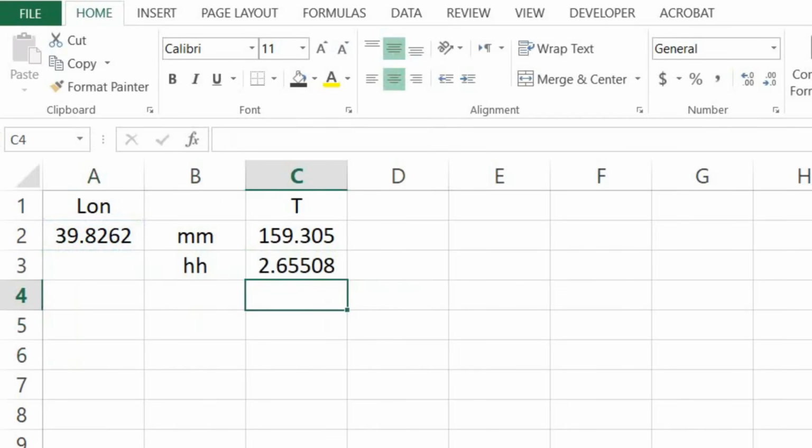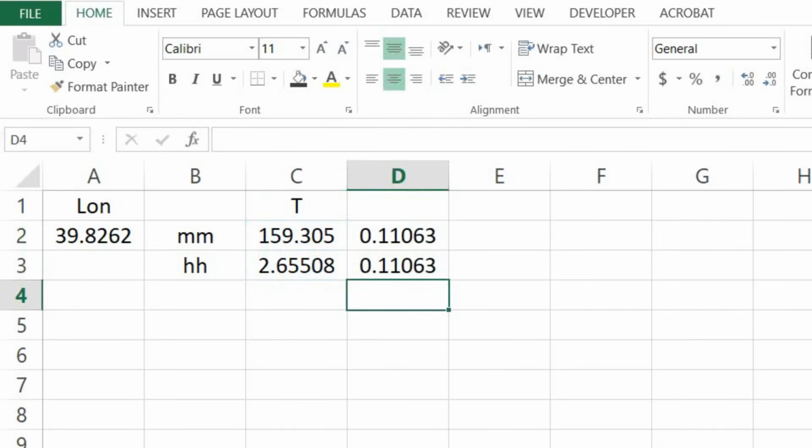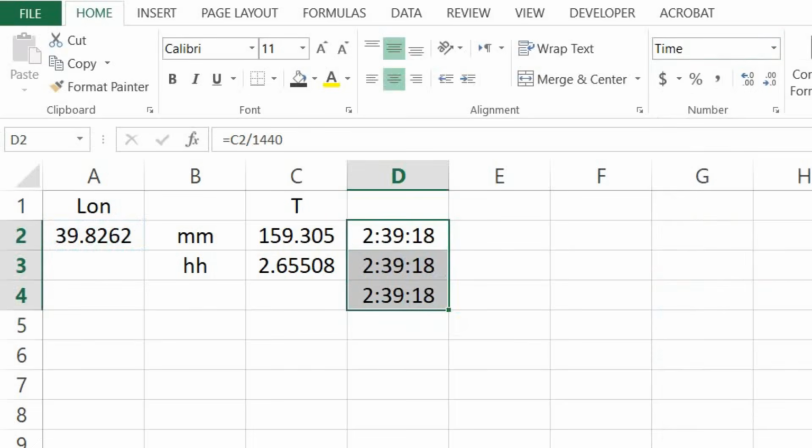To convert time to fractions of a day, we can divide the number of hours by 24, or divide the minutes by 1440, which is the number of minutes in a day, or divide the angle by 360. And all of these will give us the same result. If we use the time format, we'll see that the result is 2 hours, 39 minutes, and 18 seconds.